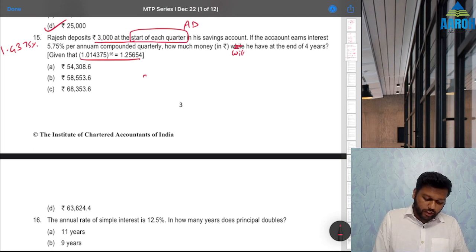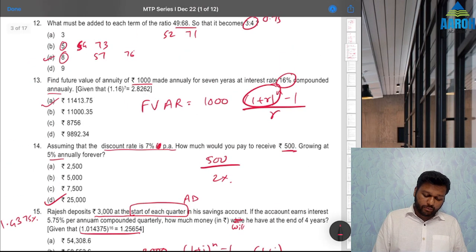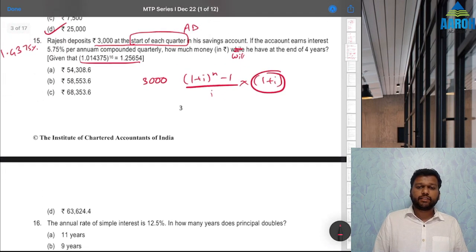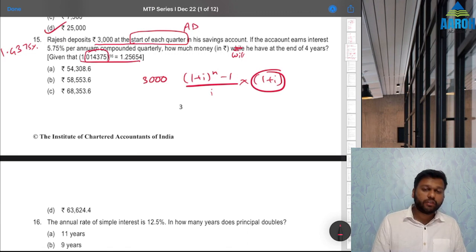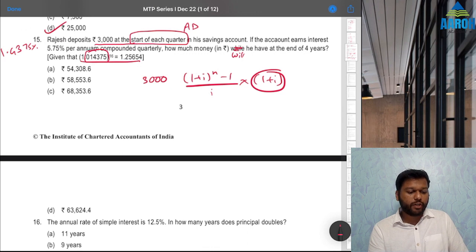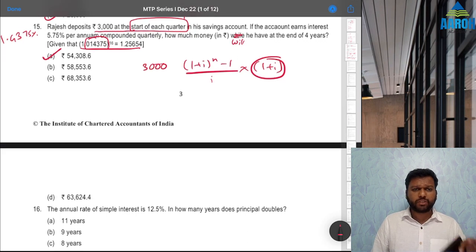So future value of annuity due is what? 3000 annuity amount into 1 plus I raised to n minus 1 upon I into 1 plus I. So the formula is exactly same as regular annuity, but in annuity due you just add this, that's it. So they have already given that value, 1.25654 minus 1 upon 0.014375. I is what? This part, right? Interest rate divided by 100. Into 1 plus I. 1 plus I is 1.014375 and then multiplied by 3000. That gives us 54,308. Option A is the correct answer. Okay. If you have not understood it, watch it again. If you have any doubts, let me know in comments, but this is very important.